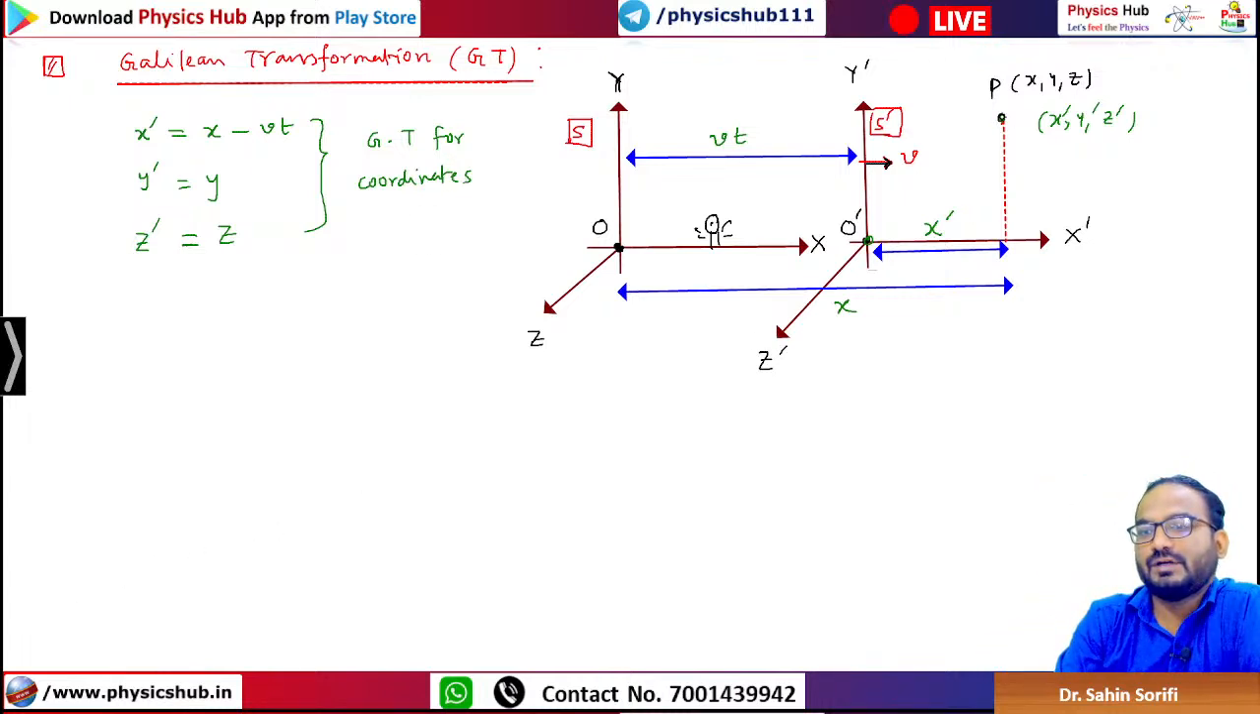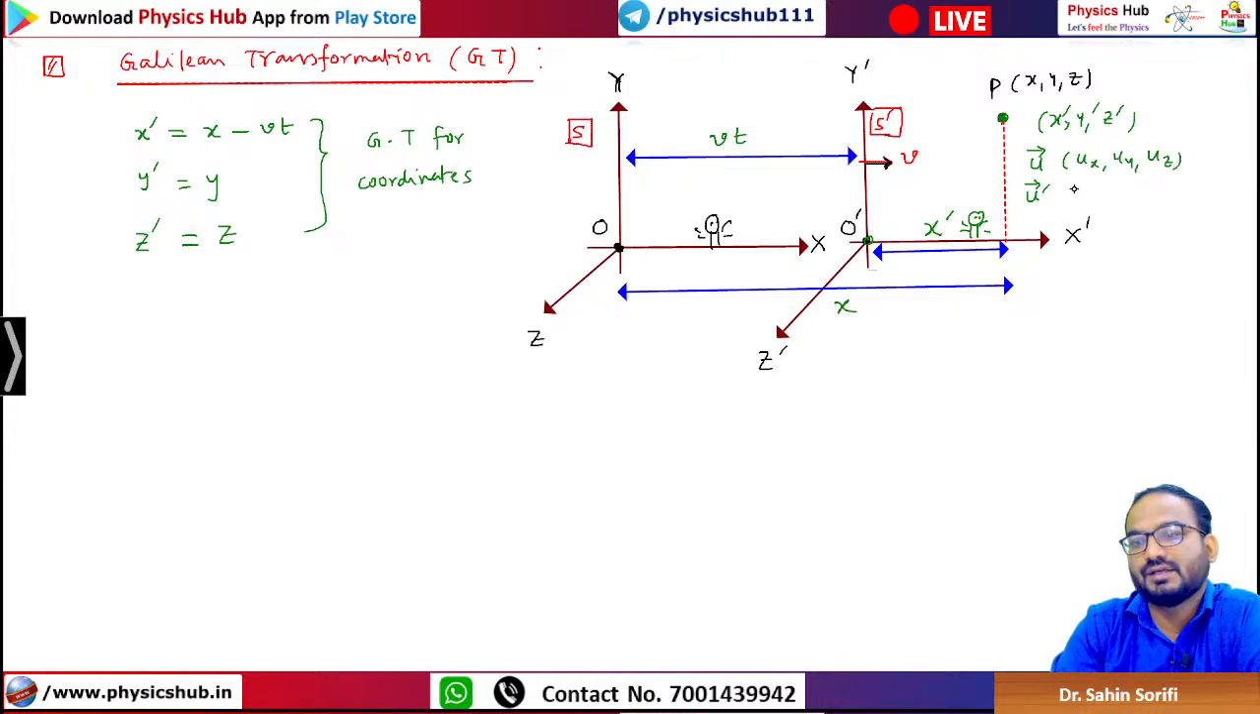Now let's say this point is not fixed here, this point is moving. So this person will measure some velocity of this point, and this person standing on the S prime frame will also measure a velocity. This person will measure the velocity as u, and this person will measure the velocity as u prime. u means specifying components ux, uy, uz. u prime means specifying components ux prime, uy prime, uz prime.